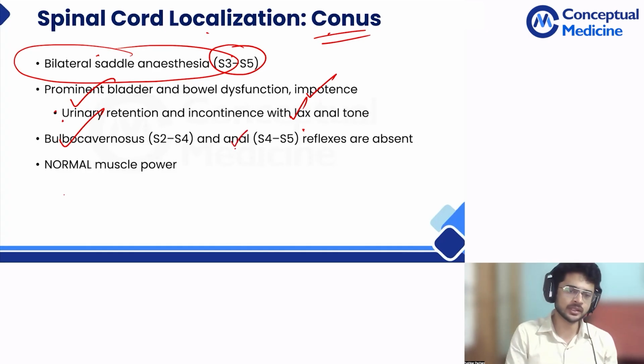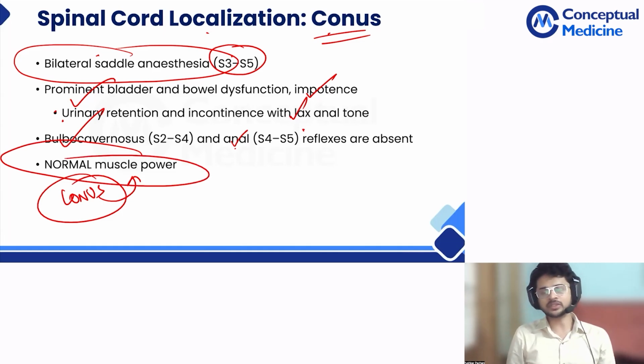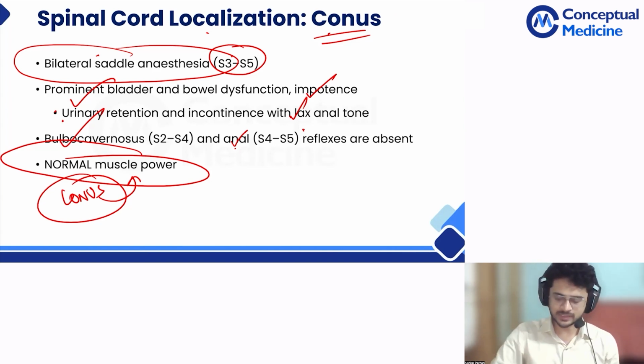And very, very important is in lesions of the conus medullaris, the patient has a normal muscle power. Because if you see, there aren't many lower limb muscles that are supplied by the S3, S4, S5 myotomes. Okay, there isn't much motor supply. So in conus medullaris lesions, it's going to be predominantly bowel, bladder, and sexual dysfunction with normal muscle power as well as saddle anesthesia. So very easy to remember.